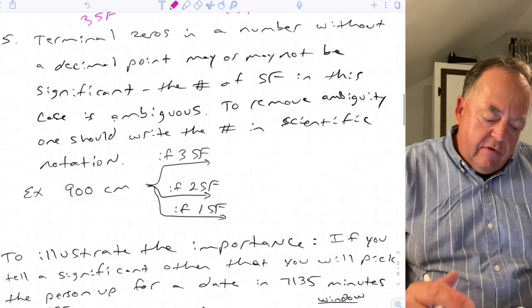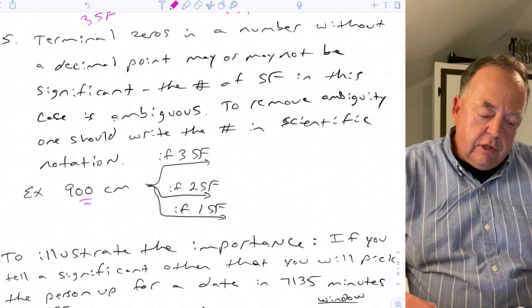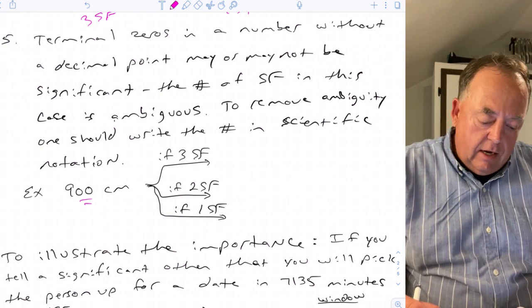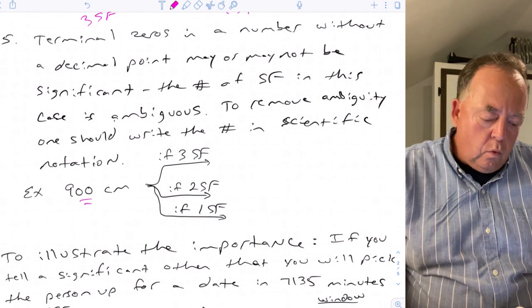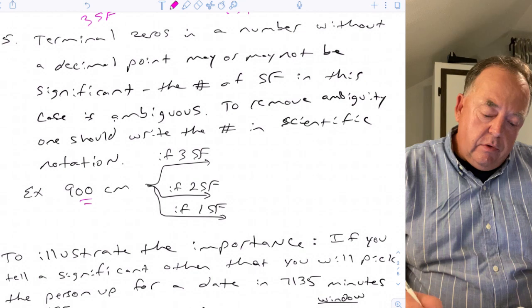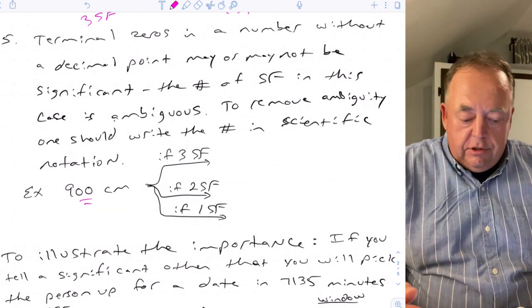Okay, and then if you have a number that does not have a decimal point, so terminal zeros in a number without a decimal point may or may not be significant, so it is ambiguous. It's uncertain whether those count or not. So the number of significant figures in this case is ambiguous. To remove the ambiguity, you should write the number in scientific notation.